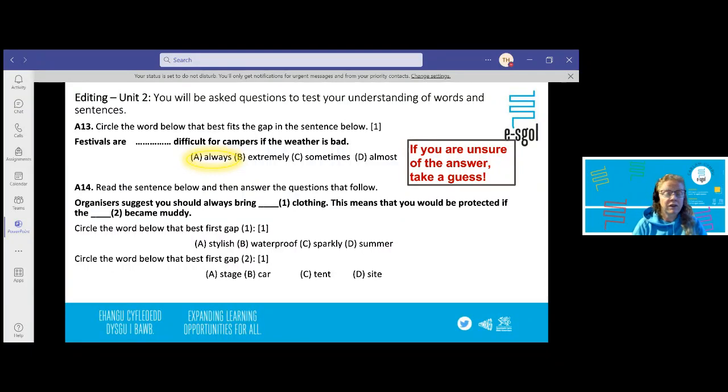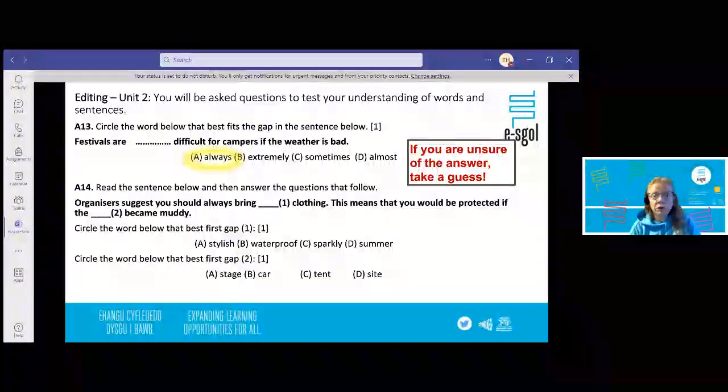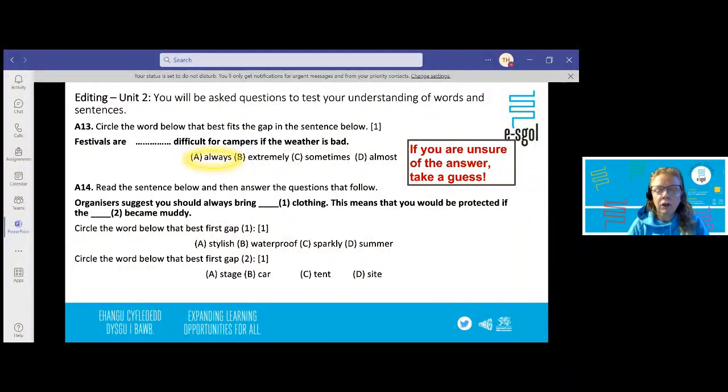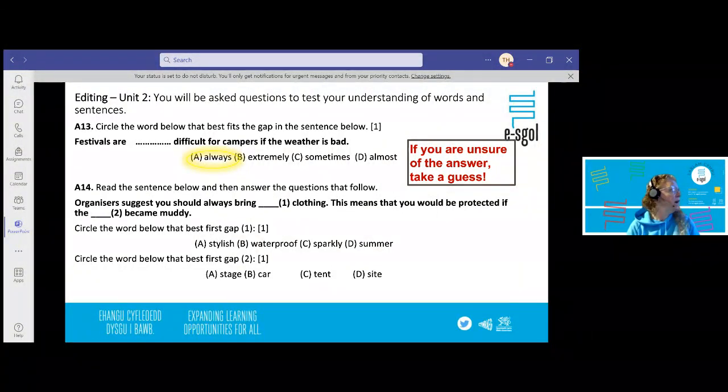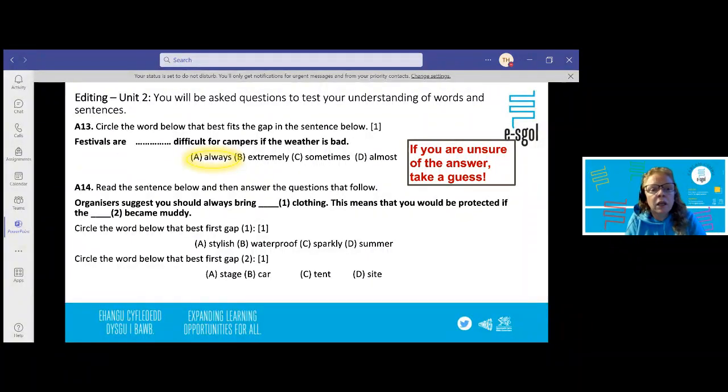Sometimes you might have a 50-50 one where both of them could fit, but always have a go. Always take a guess. Right? If you narrow it down to two, then you've got a 50% chance of getting it right. Okay. Then the next one, you've got to choose words that fit into the gaps.